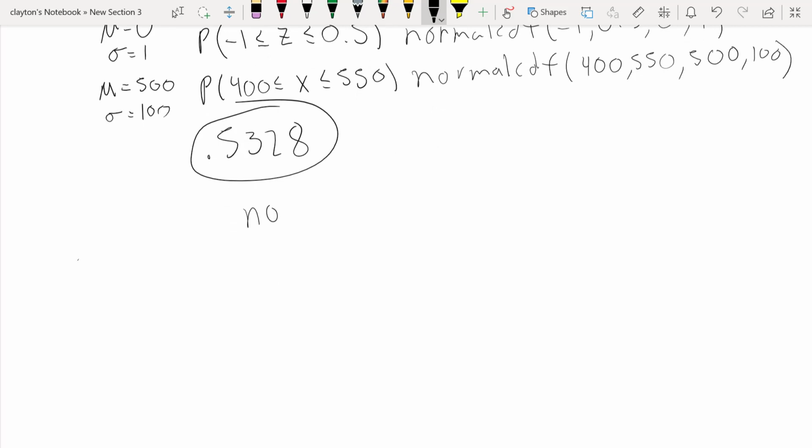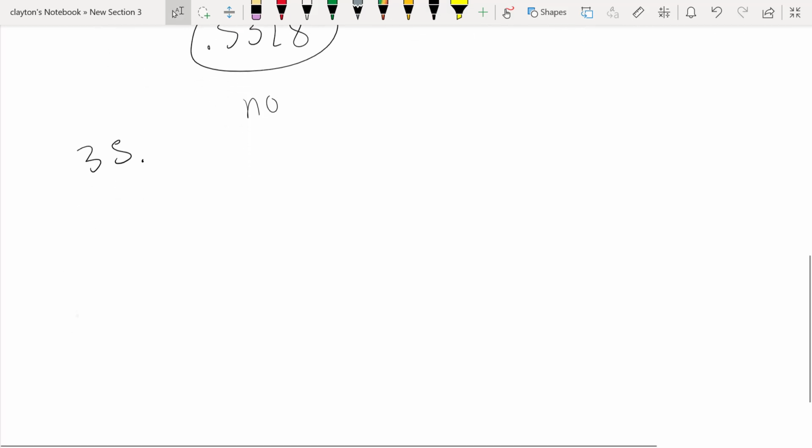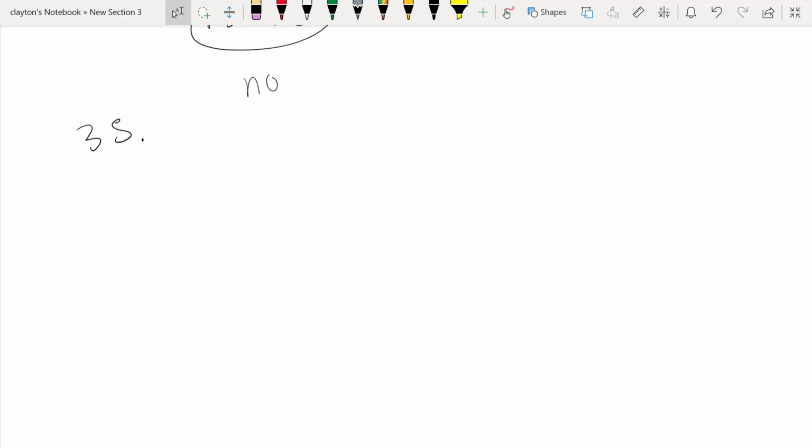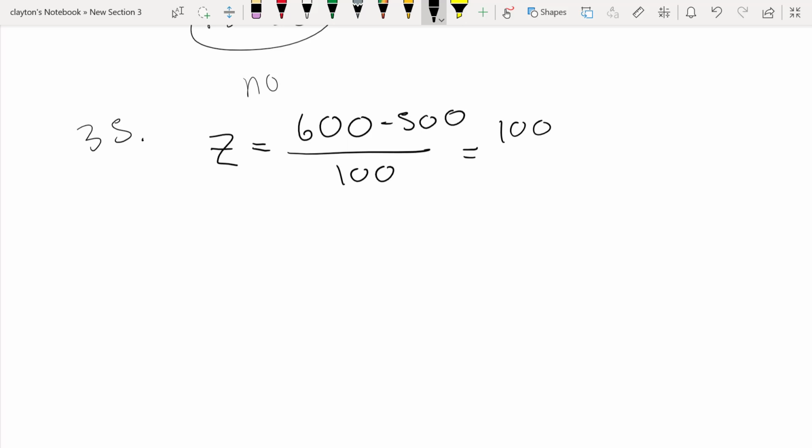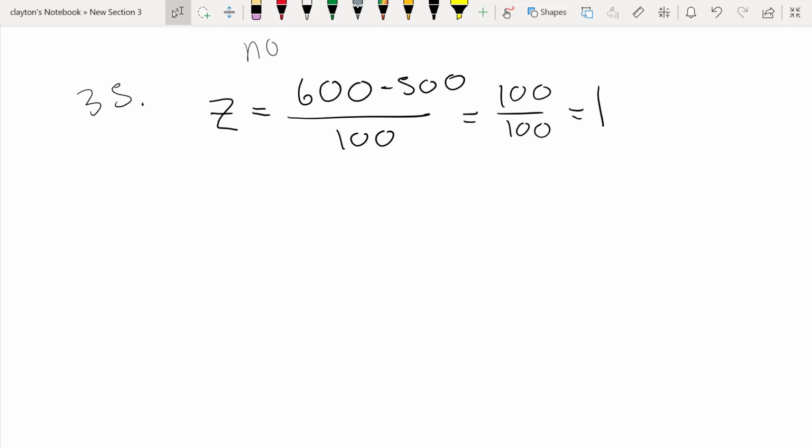Okay, let's do 35. It says, using the information in question 33, what is the probability that a randomly chosen test taker will score above 600? And we'll talk about this, but it just wants the z-score first. So z is equal to 600 minus your mean, which was 500, all over your standard deviation, which is 100, or in other words, 100 over 100, or 1.